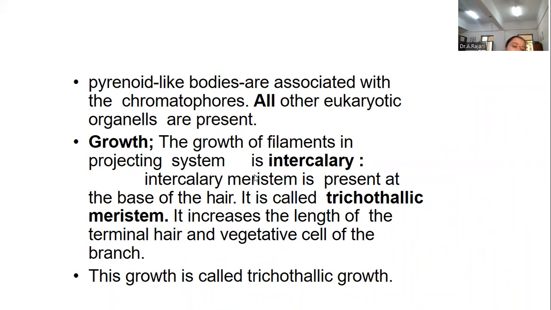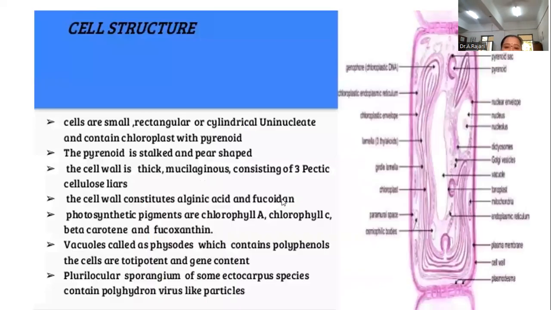Which algae can you observe the trichothallic in? In brown algae, where the prostrate system is there. In that part, you can observe the trichothallic projection. Then the growth of filaments in the projecting system: intercalary meristematic tissue is present at the base of the hair. It is called the trichothallic meristem. It increases the length of the terminal hair or vegetative cell of the branch. That is called trichothallic growth.